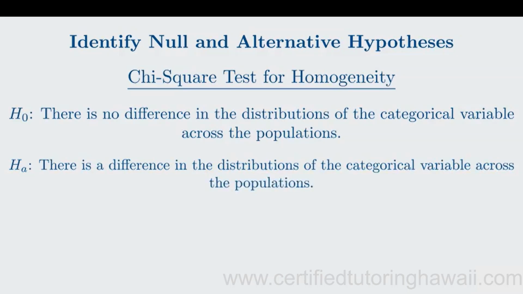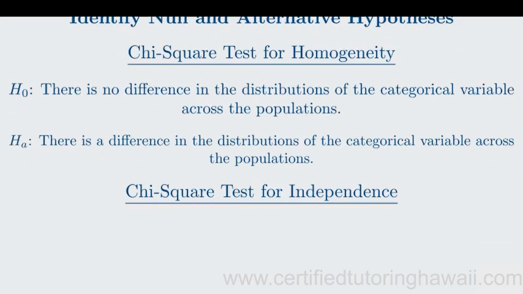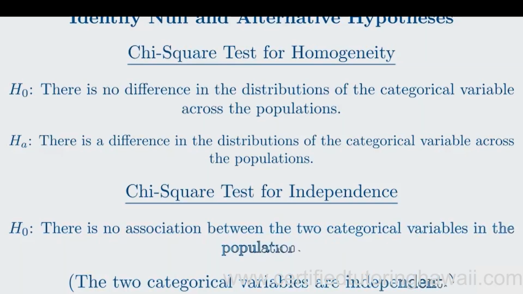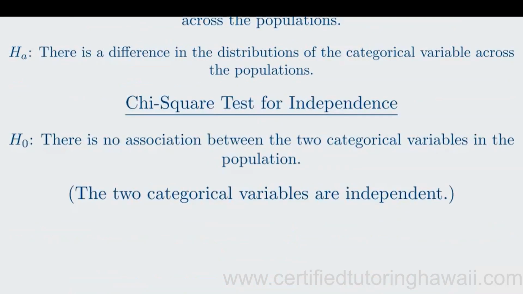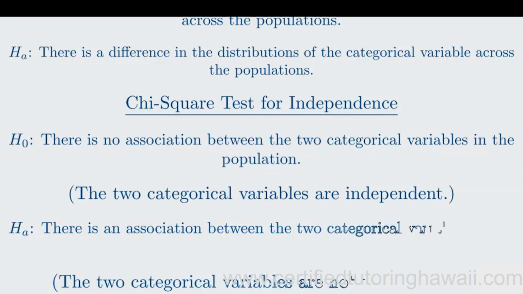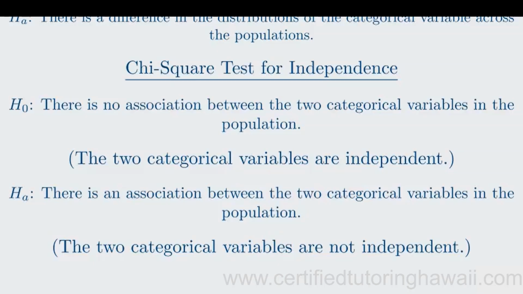Now, let's look at the chi-square test for independence. This is for one population and two variables. The null hypothesis, H0, says there is no association between the two categorical variables in the population, or simply, the two categorical variables are independent. The null hypothesis here claims that knowing the value of one variable gives you no information about the other. The alternative hypothesis, HA, states that there is an association between the two categorical variables in the population. In other words, the two categorical variables are not independent. It is vital to write these in the context of the problem.